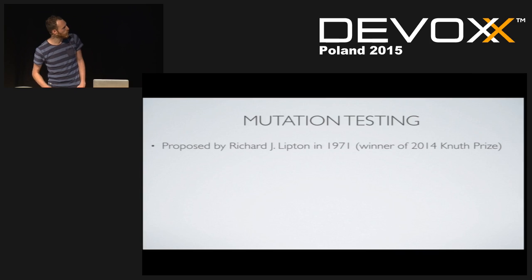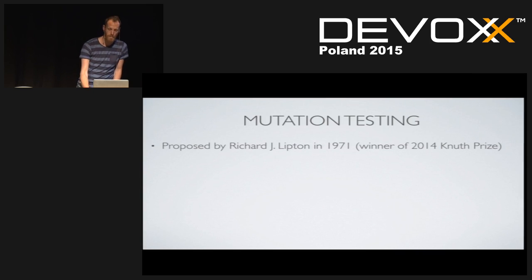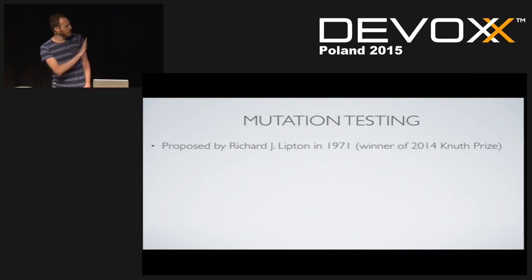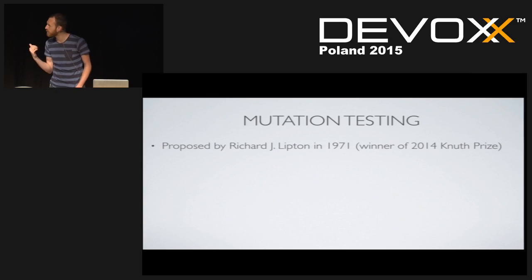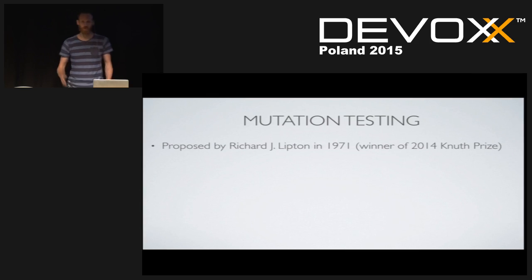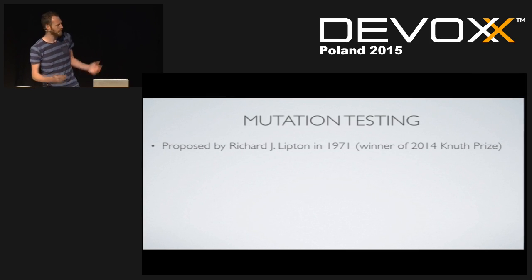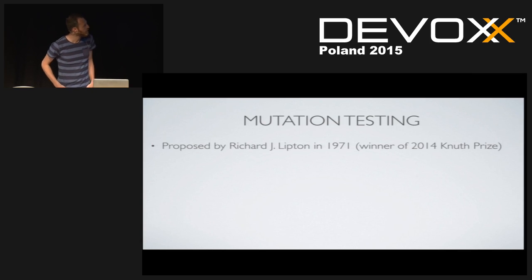Mutation testing was proposed by Richard Lipton in 1971. He went on to become one of the biggest people in computer science. He also won the Donald Knuth Prize in 2014, which is like the Nobel Prize for computer science. And he's currently solving things like P equals NP, simple stuff. But for me, he's known for inventing mutation testing.